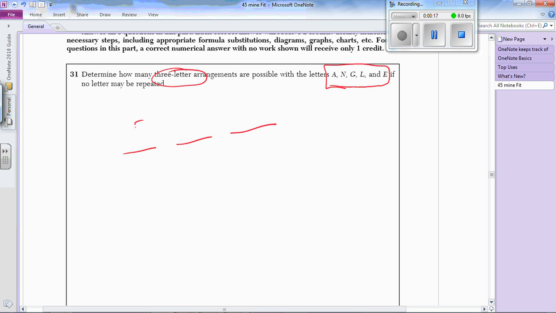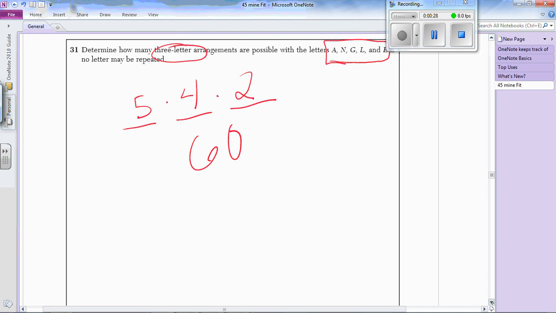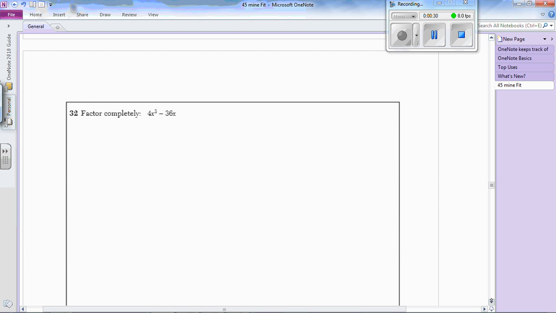I want to make 3-letter arrangements. So I can put 5 in the first spot, 4 in the second spot, and 2 in the third spot. And don't forget, we're going to multiply those and get 60. That's it for that. Wow, that was a simple question.